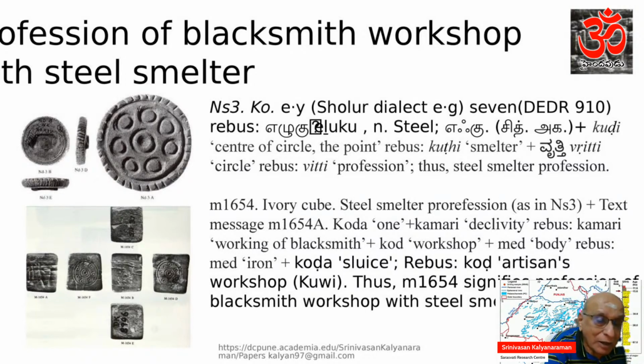Same thing goes for another beautiful cube. We got M1654 as the reference number. It's an ivory cube, which signifies a smelter profession dealing with the smelting of steel. Steel can be smelted in a crucible, because it's called crucible steel. So with a small crucible and a portable furnace, you can work with steel and create a small little button, which can be beaten down and forged to create a sword, ukku sword. That's how the entire writing system evolves.